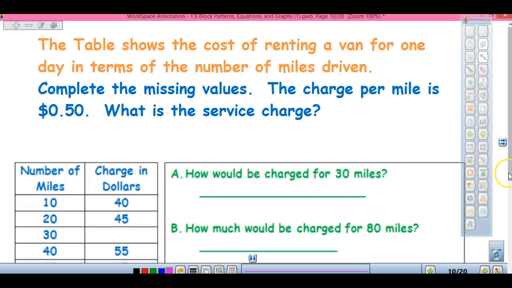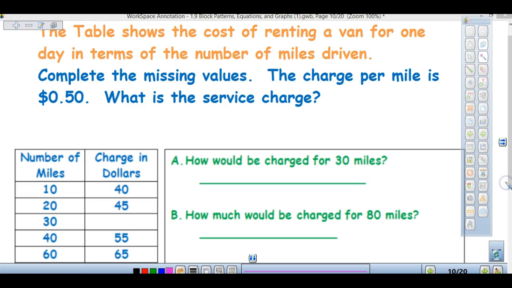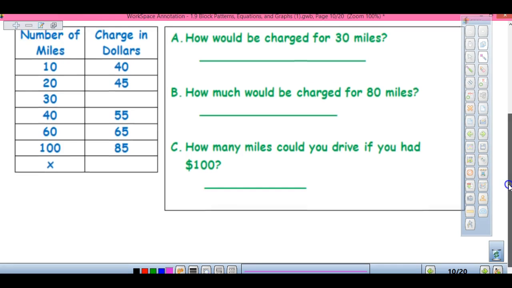Okay, all right. So now it says we're renting a van for 1 day. It says complete the missing values. The charge per mile is 50 cents. And we don't know what they're charging for a service charge. Okay? So we've got number of miles.